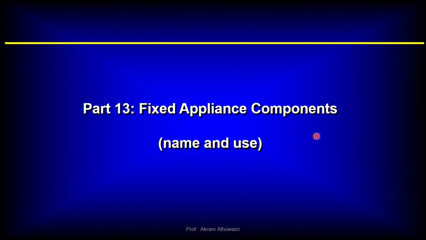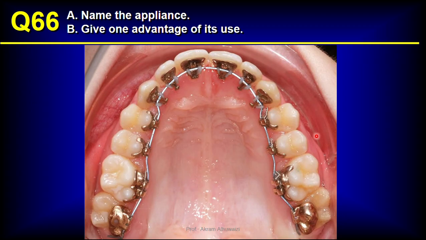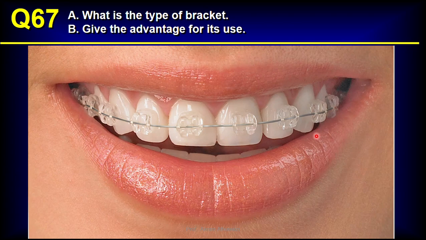Part 13. Fixed appliance components. And here, name the appliance. It's a lingual orthodontic appliance. Give one advantage for its use, and that would be the superior aesthetics. What's the type of brackets being used? It's ceramic orthodontic brackets, and the advantage for its use would also be aesthetics.